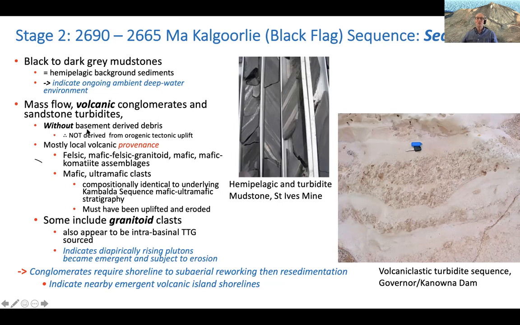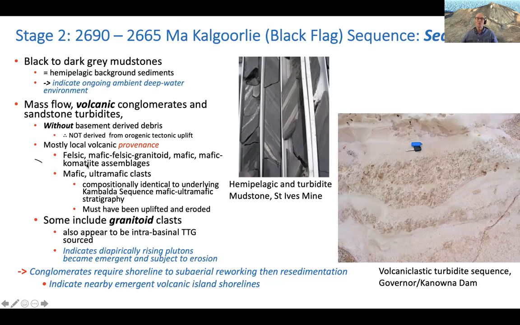Importantly, these clastics lack basement-derived debris, and by that I mean deeper-crustal metamorphic, metasedimentary, and metaplutonic clasts. And that indicates that these were not derived by the erosion of uplifted orogenic tectonic belts. So the provenance for these clastics is mostly local volcanic.